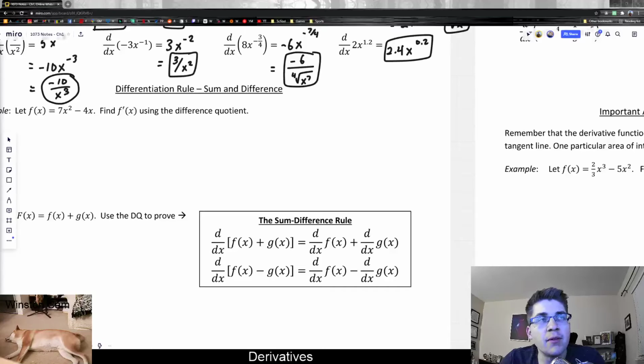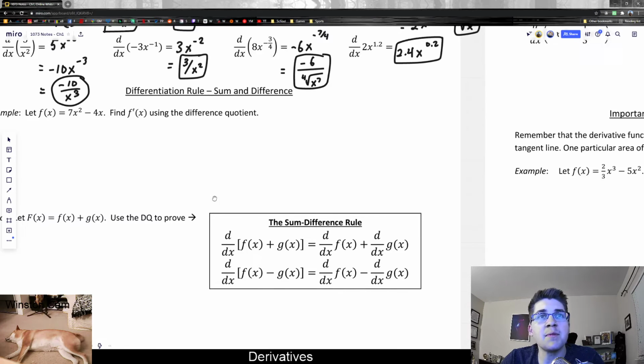The last rule of 1.5 is what we call the sum and difference rule, and basically it states how we take the derivative of a sum or difference of two functions. And much like limits, it's quite simple. Basically, if you have the derivative of a sum of two things, you can take the derivative of each part separately. Same goes for difference.